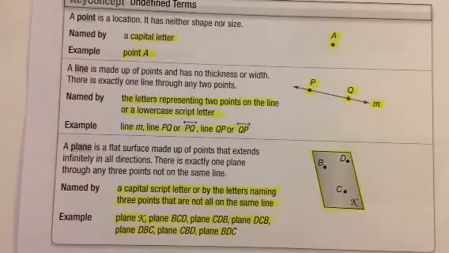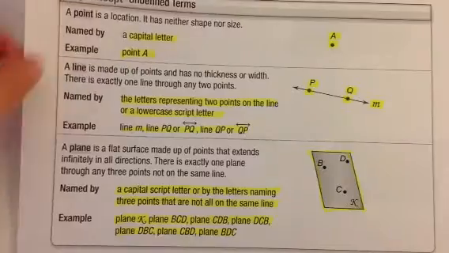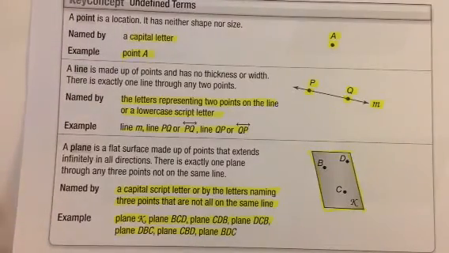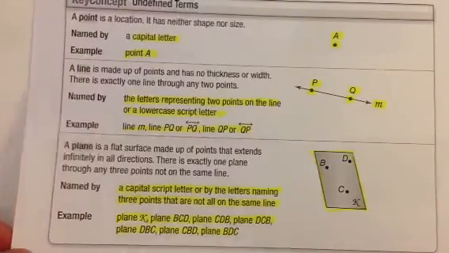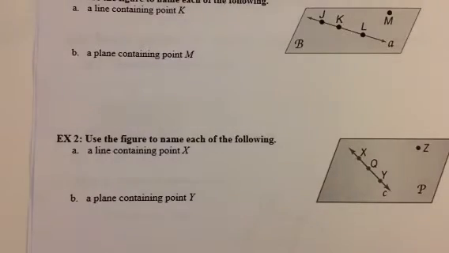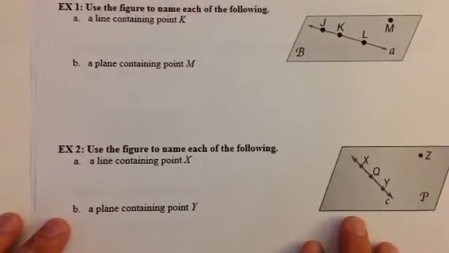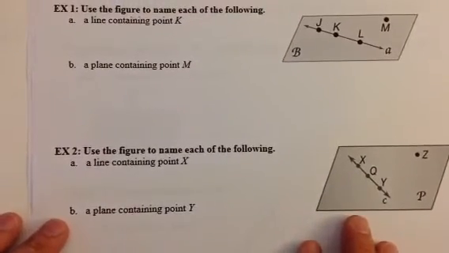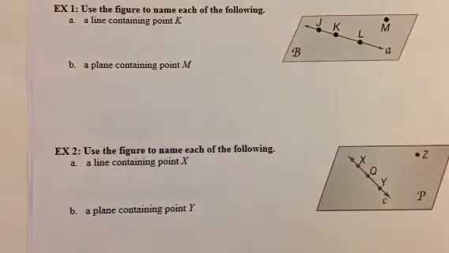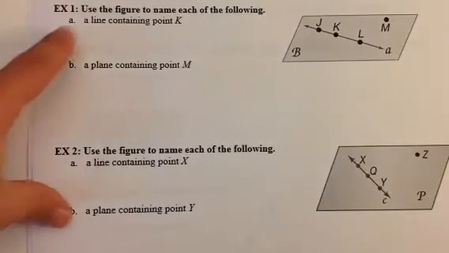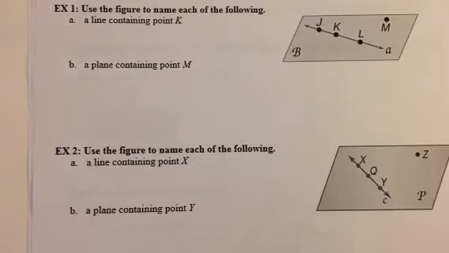All right, let's move right along so we can try and condense this video as short as possible. These are your undefined terms. So we have to be able to recognize certain things in these examples. So in example 1, we're going to use this figure here to name the following. Part A, name a line containing point K.